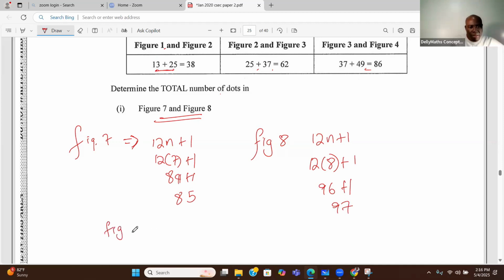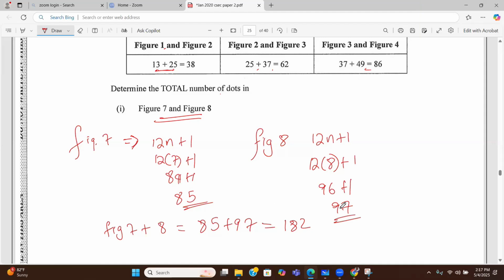Figure 7 plus figure 8 is equal to 85 plus 97. Whatever you get, you are right. So go find this and add them up for yourself. That's what they're saying. And the moment you find one, you could have just put 12 more to get the next one, right? 85 plus 12. It's like a pattern. Because remember, we already knew that it is 12. That's how we get the 12n. Because the difference between consecutive figures is 12, that's all.